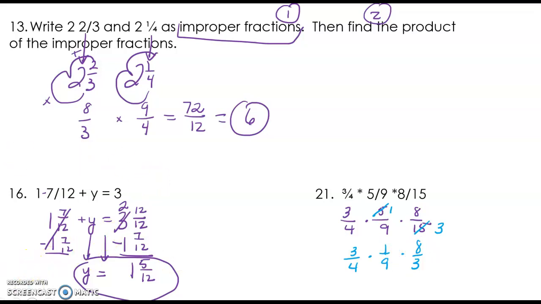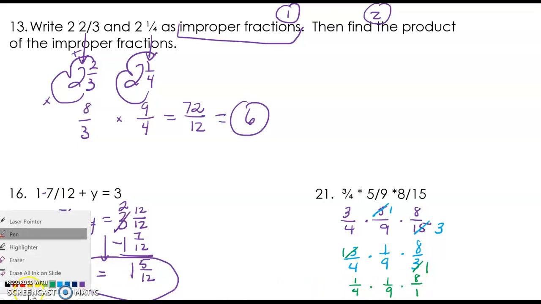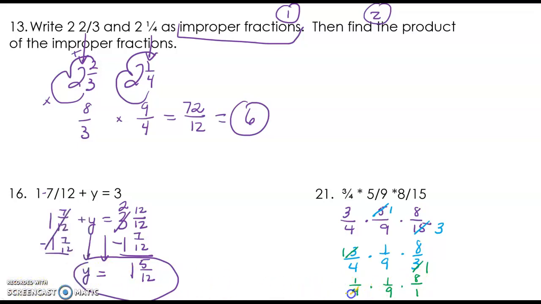Let me change the color again. Whoa, where'd he go? There he is. So here I have 3 goes into 3 once, goes into 3 once. So I have 1/4 times 1/9 times 8 over 1. And I think the last one I can do is the 8 and the 4. So let me change colors one more time. So 4 goes into 4 once, goes into 8 twice, and I end up with 1 over 1 times 1 over 9 times 2 over 1, which is going to give me 2/9. Now you could have multiplied all of this out just like this, and then reduced afterwards if you wanted to.